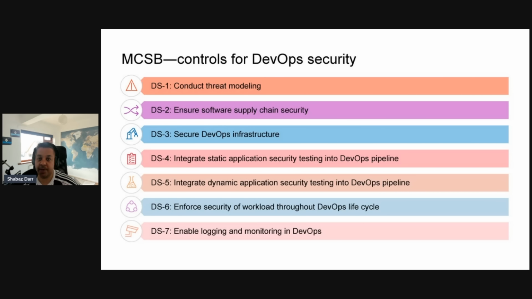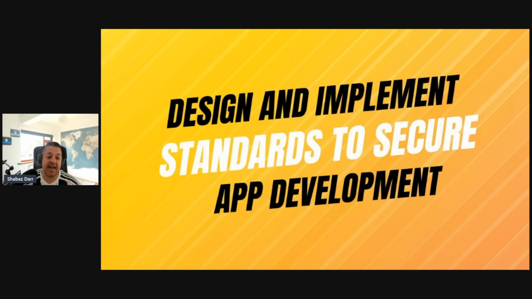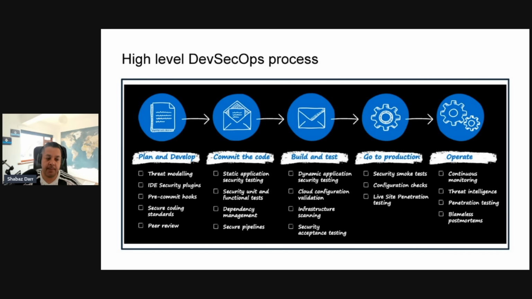Again, you can use the Microsoft Security Benchmark to evaluate those controls. I'm going to show that later in the demo. Finally, DS7 is enable logging and monitoring in DevOps. You need to ensure your logging and monitoring scopes include non-production environments and CI/CD workflow enablements used in DevOps. Again, I'm going to show some of those remediations shortly. Let's move on now to talk about design and implement standards to secure app development.